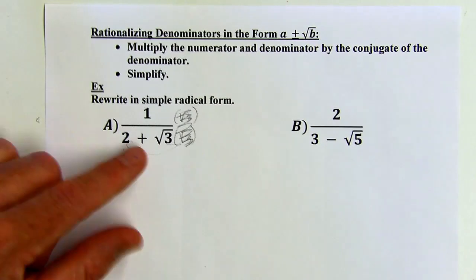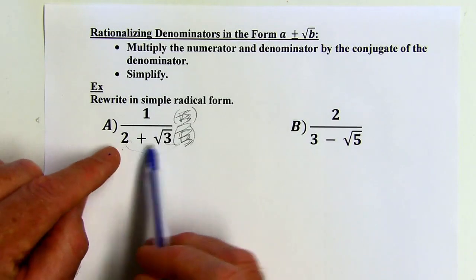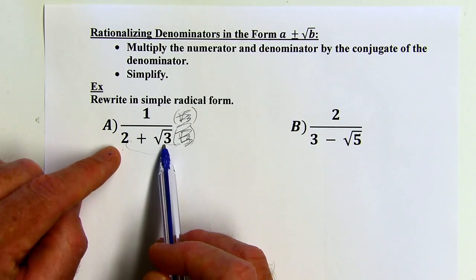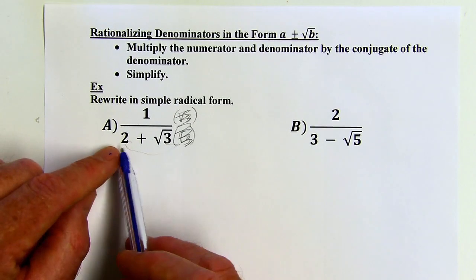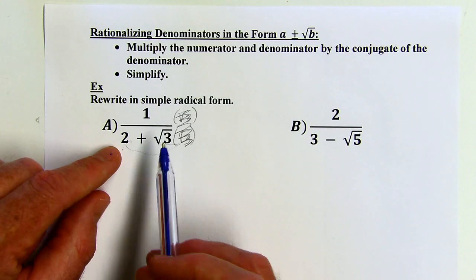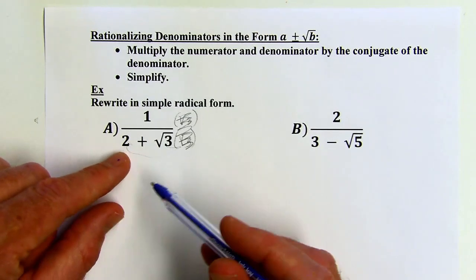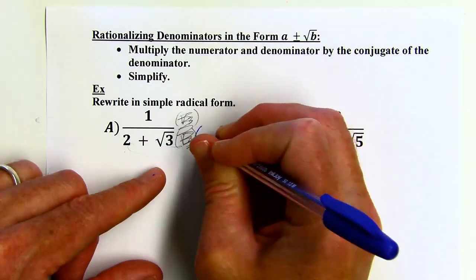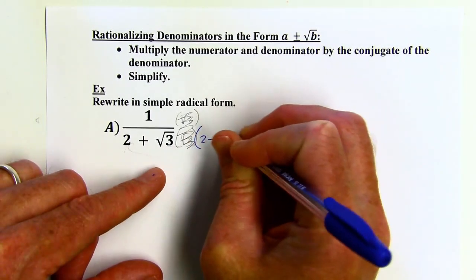What you want to do when you've got something plus or minus a square root is multiply by the conjugate of the denominator. Okay, so the conjugate of 2 plus root 3 would be 2 minus the square root of 3.